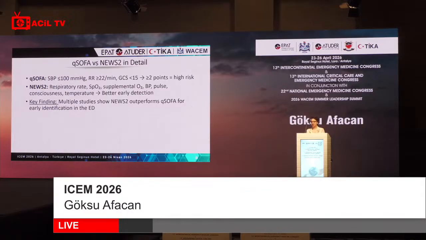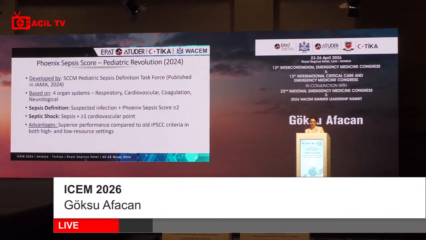The takeaway is clear. While qSOFA is fast, NEWS-2 is a better screening tool in the busy emergency department setting. In 2024, the Pediatric Sepsis Definition Task Force introduced the Phoenix criteria, a true revolution in pediatric sepsis. This Phoenix score is based on 4 key organ systems: respiratory, cardiovascular, coagulation, and neurological. Sepsis is identified when a child with a suspected or confirmed infection has a Phoenix sepsis score of 2 or higher.